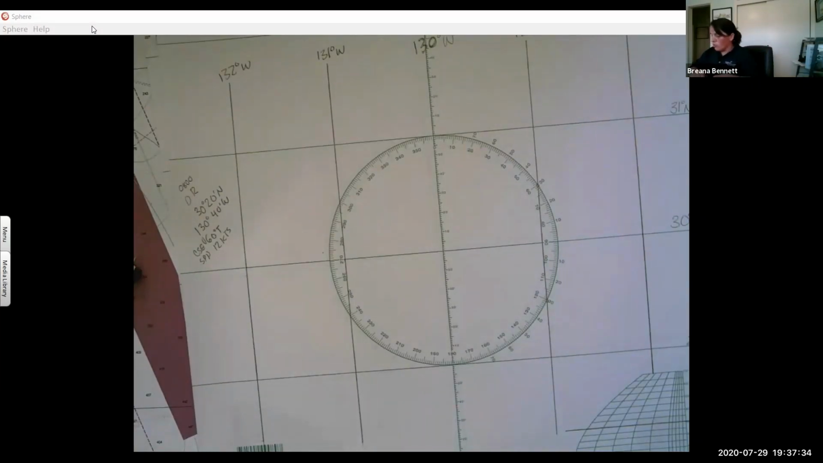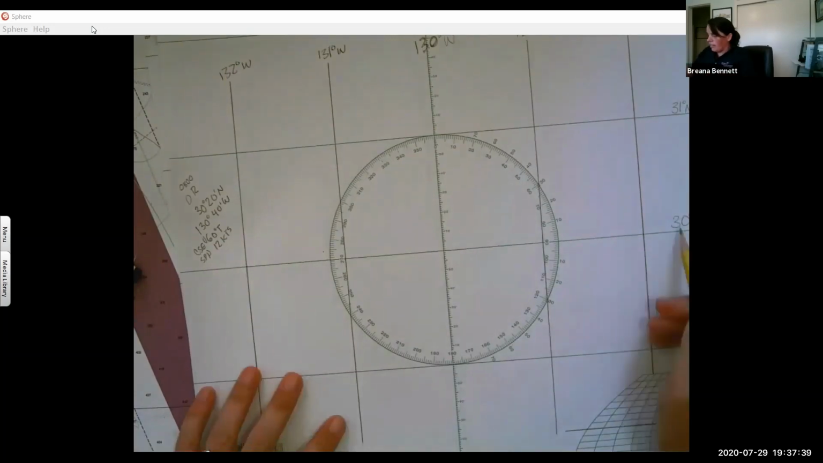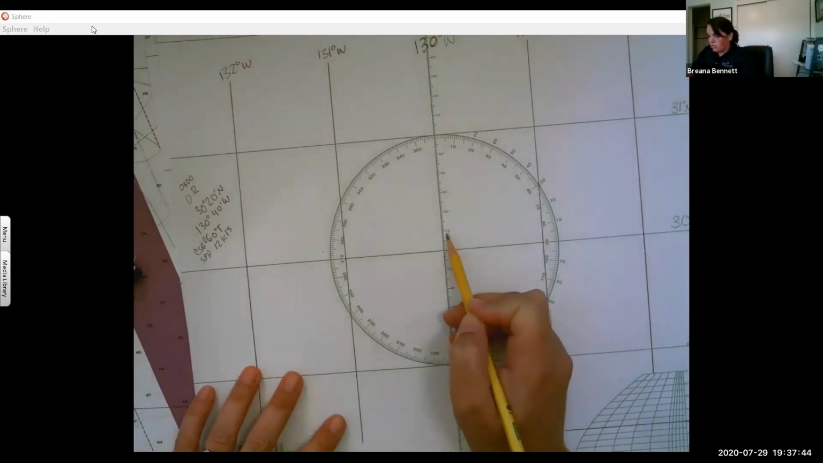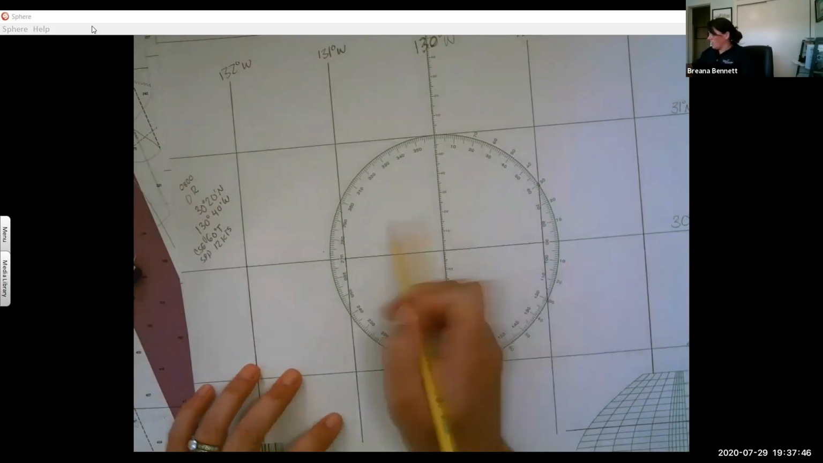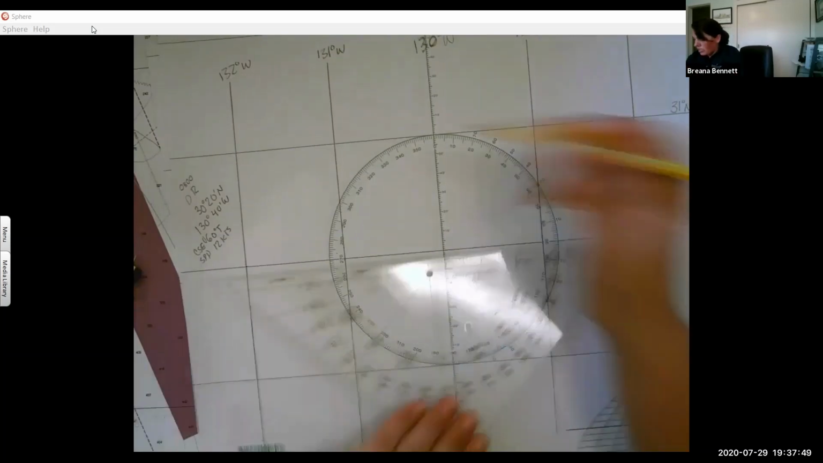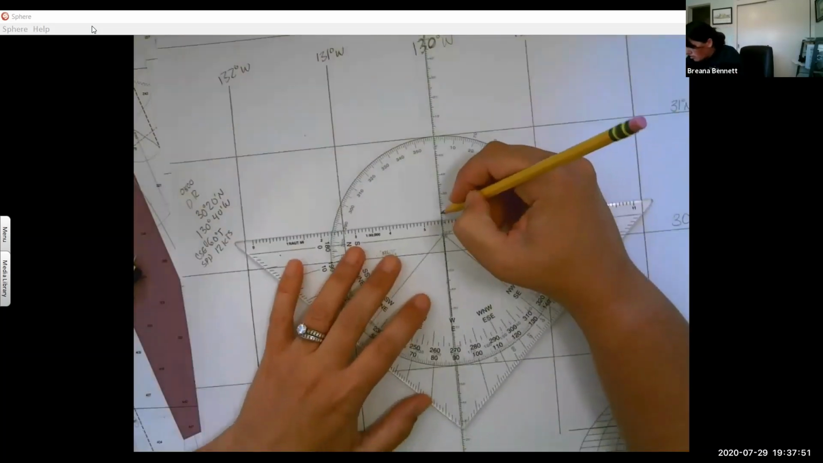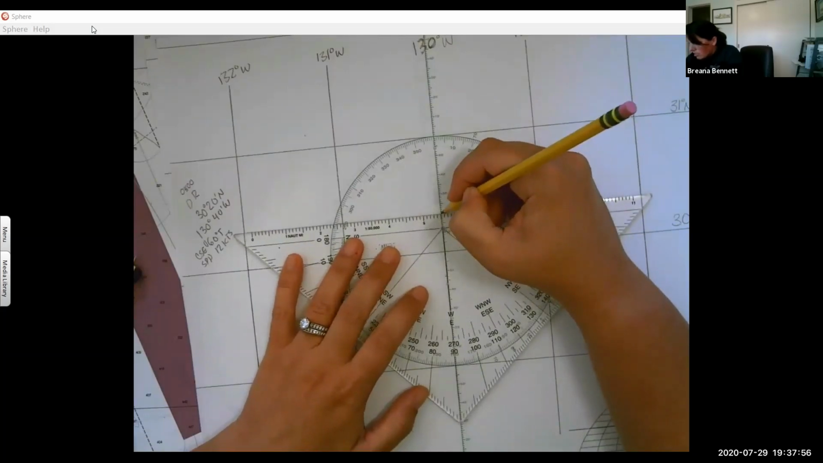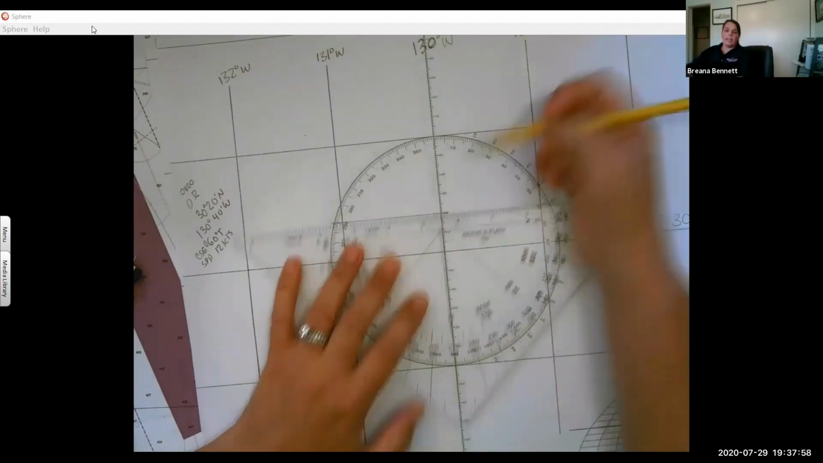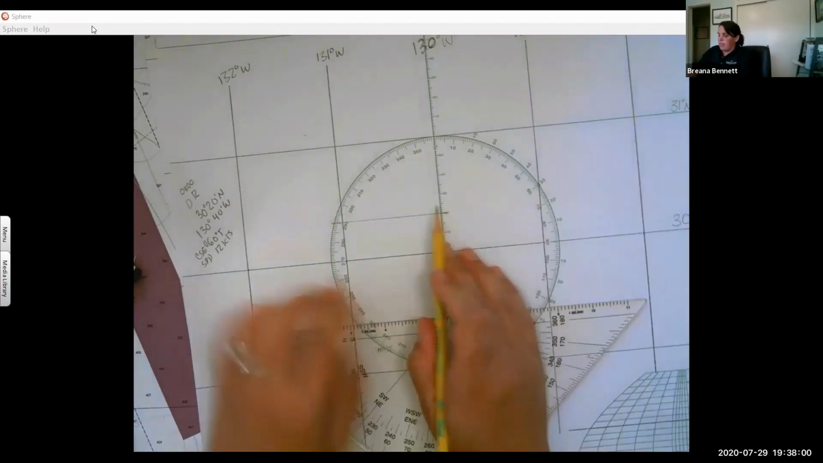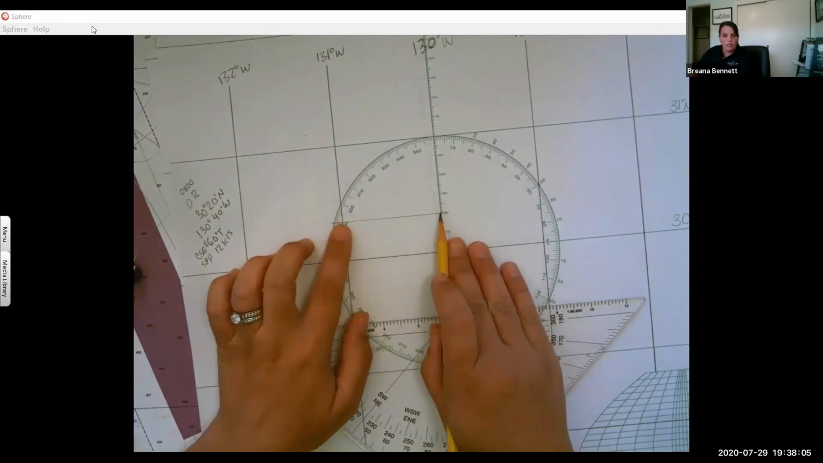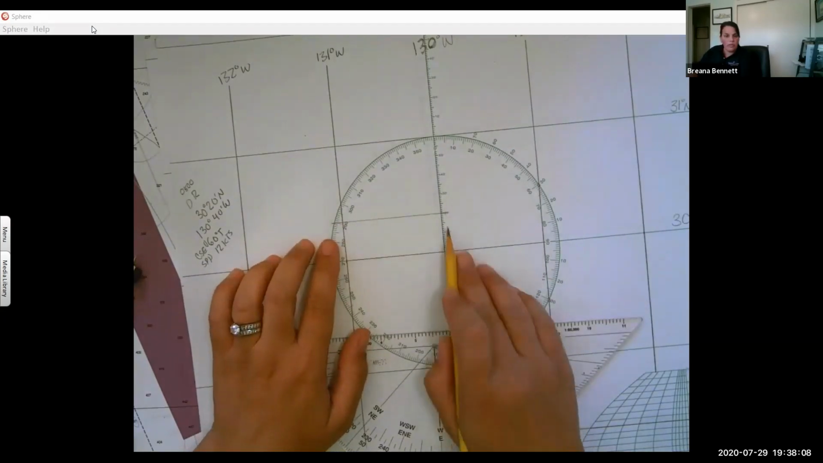So in order to plot my latitude, I'm going to be at 30 degrees, 20 minutes north. So I'm at 10, 20. So I could draw in my latitude. I am somewhere on that line. This is a latitude line going all the way from 130 to 131, for 30 degrees, 20 minutes north.